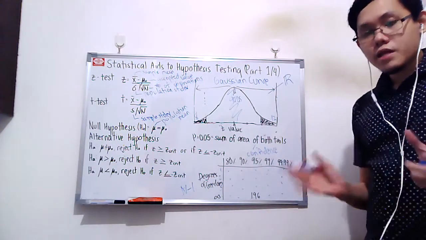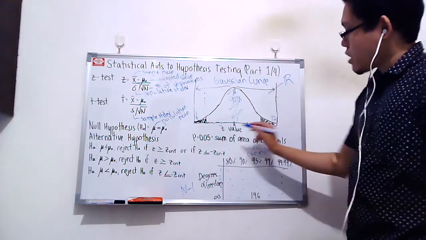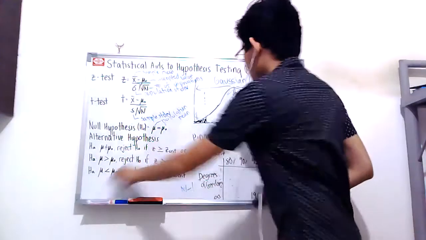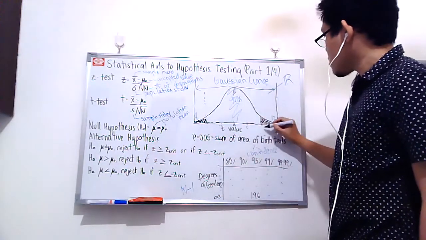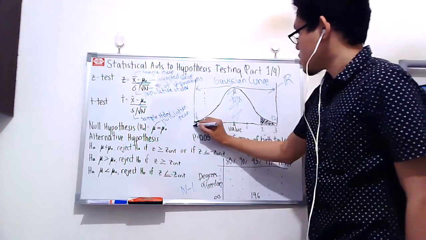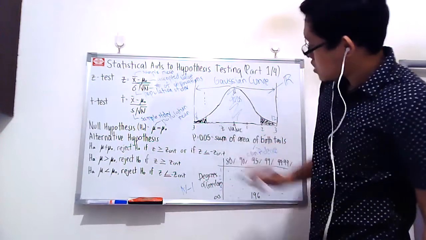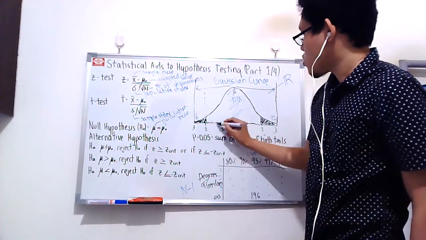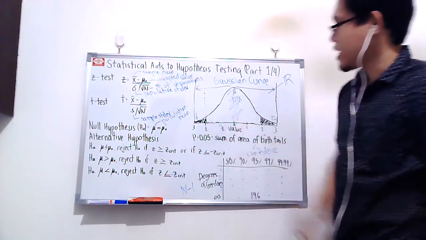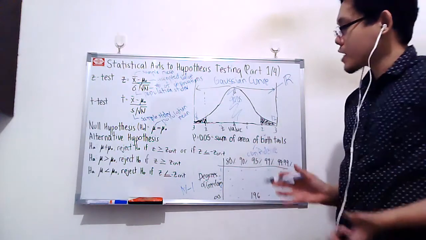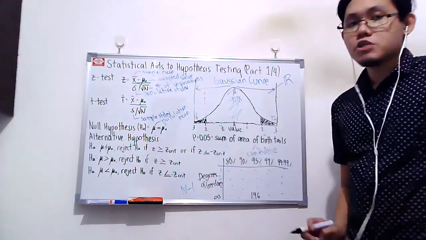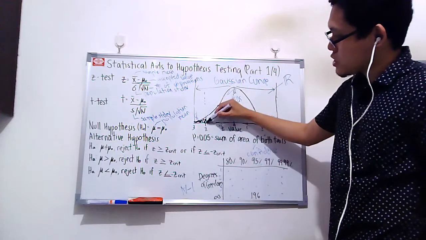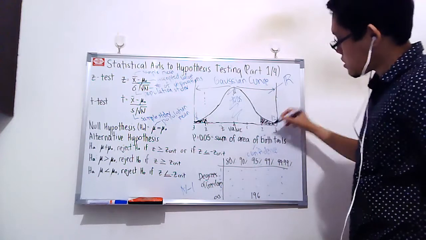So, paano ba natin ito i-represent in the graph? So, meron ka ditong value na, let's represent this as 1, 2, 3, 3, 3, 2, 1. Yeah. So halimbawa, ganito yung representation mo. So, at the value of 1.96, which is estimated to be this and this.